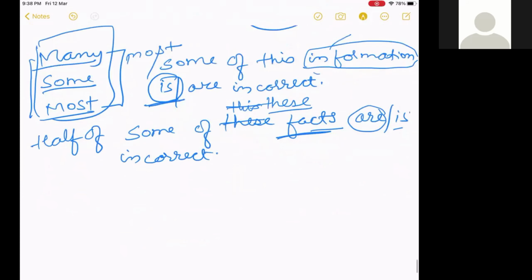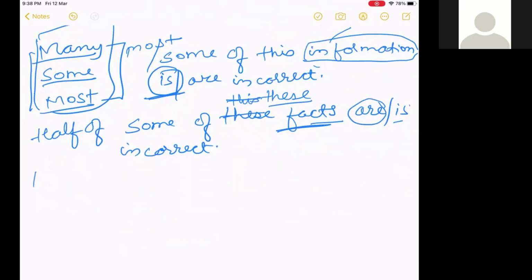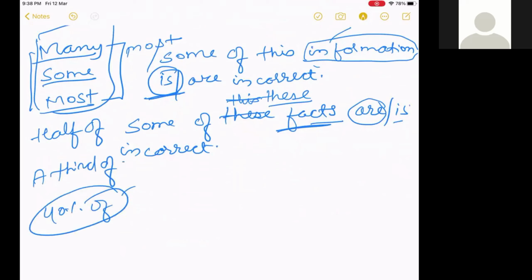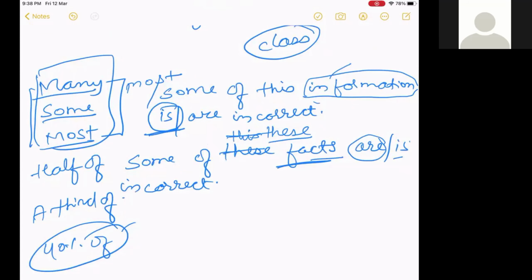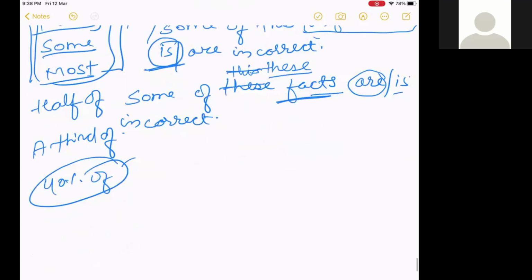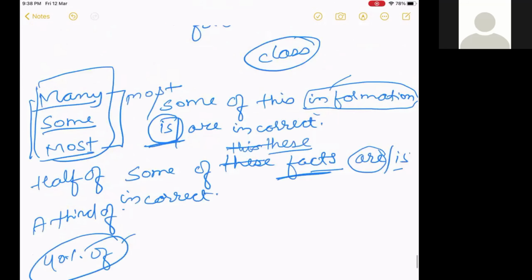Okay, sometimes we have a habit of saying a third of, or 40% off, whenever you are being calculative or using the words many, some, most. Whenever you are using words like this, it depends on your noun. If it is singular, you will go with that. If it is plural, you will go with that.